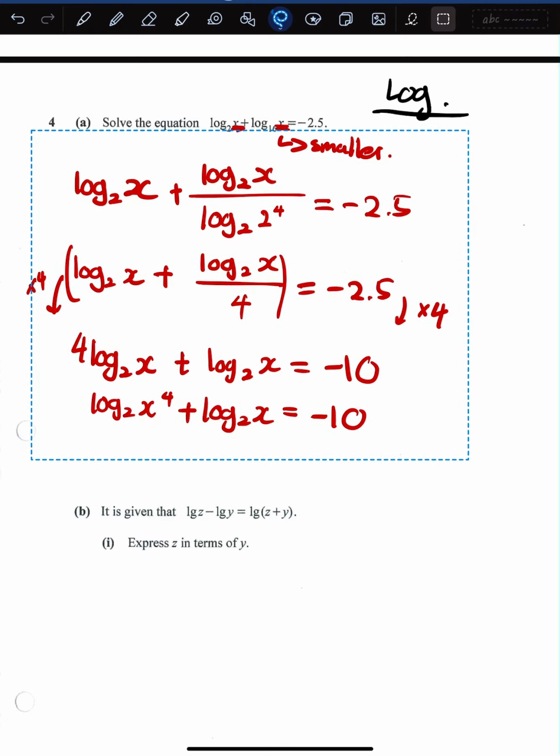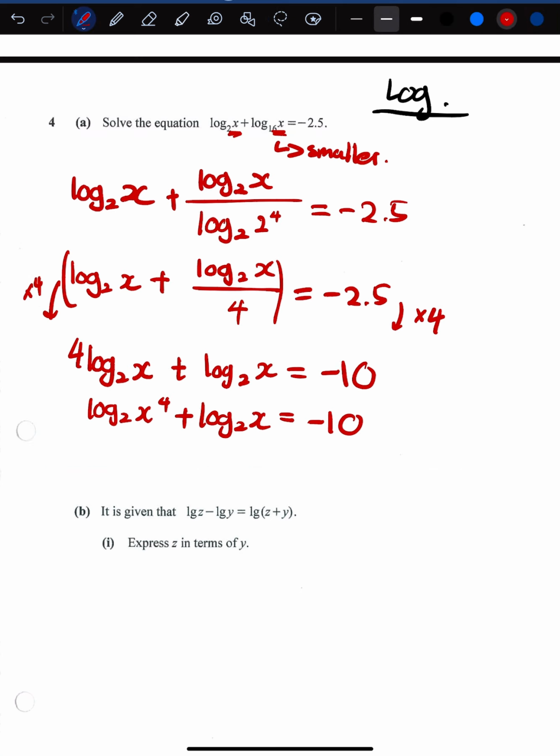Over here I'm going to combine these two together. You can use the combine rule, because they have the same base. In the end, they become multiplied: inside, x to the power of 4 multiplied by x. I basically get log base 2 of x to the power of 5 equals negative 10. Simplify this some more: logarithms, remember, are just another way to represent powers.